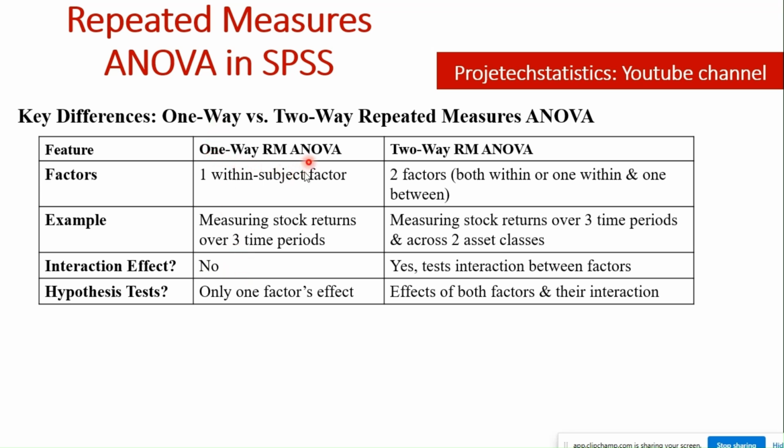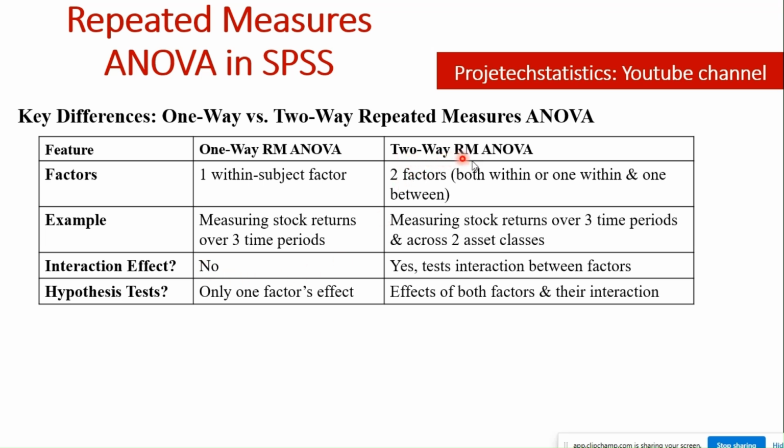One-way repeated measures does not have an interaction effect, so you cannot measure any interaction effect because your independent variable is only one, and only one factor effect. Yes, you can only have a factor effect but no interaction effect. You can only have one factor effect, no interaction effect.